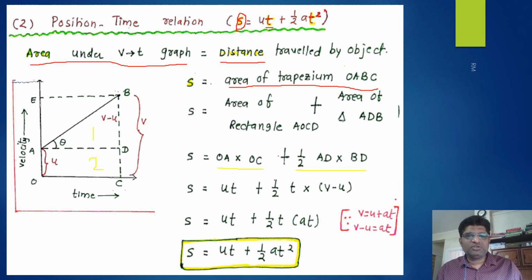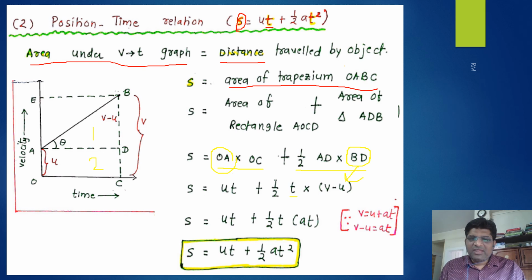So if you substitute the values, OA, what is OA? That's your initial velocity u. OC is the time taken, so it is u into t plus half of base. What is the base of this triangle? ADB. AD is the base and height is BD, and we have seen in the first case this BD here is equal to V minus U. So you substitute BD. AD is your time interval T, because AD is equal to OC. So AD is equal to your time interval.